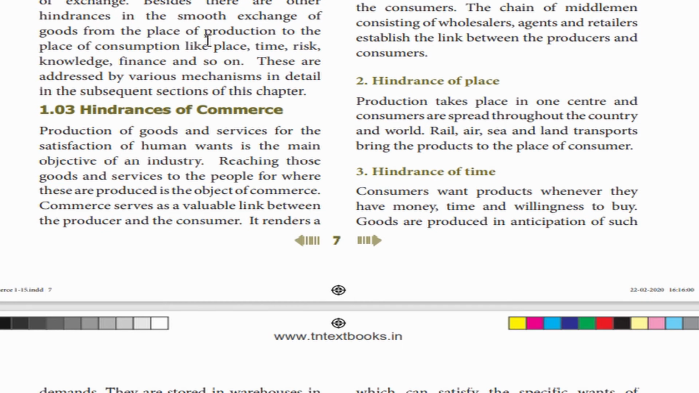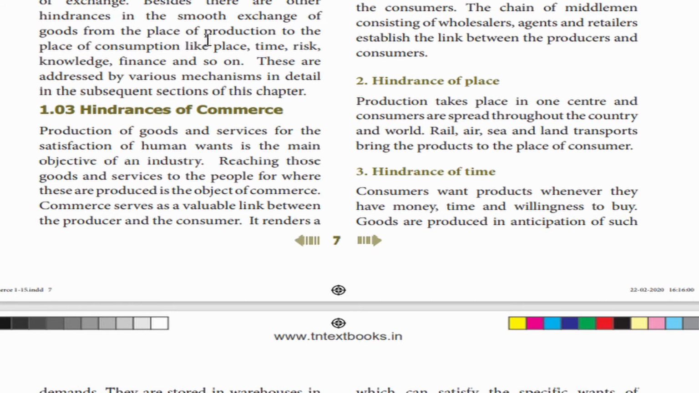Next we see about the hindrance of commerce. So what are the delays in commerce? We will see there. Production of goods and services for the satisfaction of human wants is the main objective of industry. So to satisfy human wants, they produce goods and services. That is the main objective of industry. Reaching those goods and services to the people from where they are produced is the object of commerce. The object of commerce is to reach the products to the ultimate consumer from where the goods are produced. That is the objective of commerce.